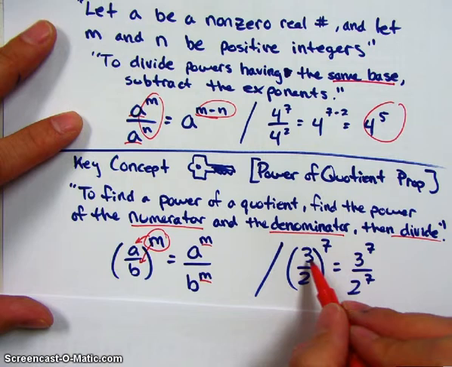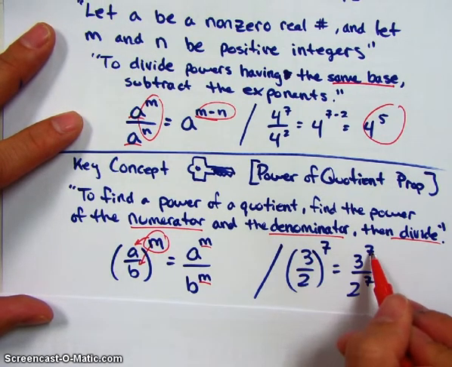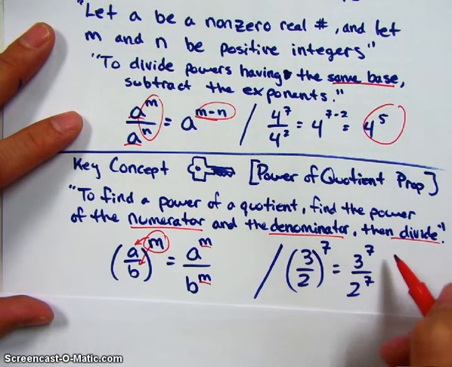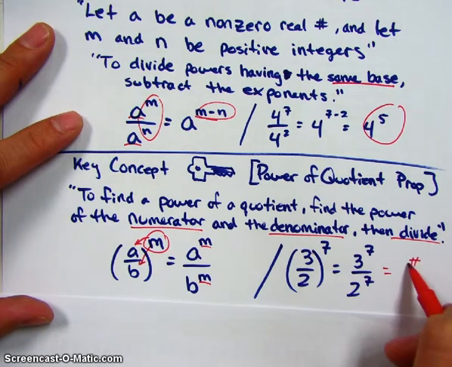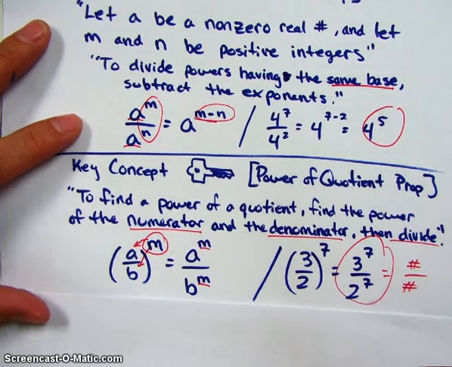So let's use some numbers. 3 halves to the 7th, that just means 3 to the 7th and 2 to the 7th, okay? And then you could go on and tell me what numbers they are over here and then divide them, okay? But this would be enough for now, okay?